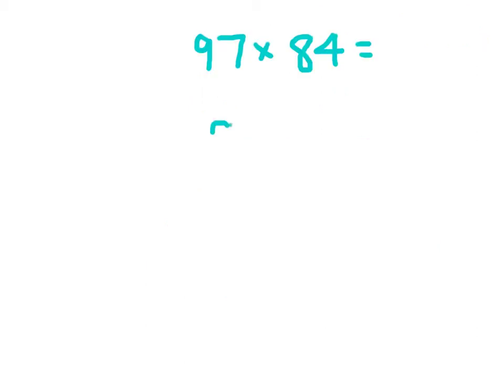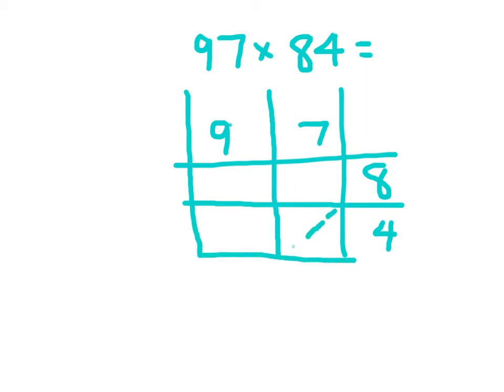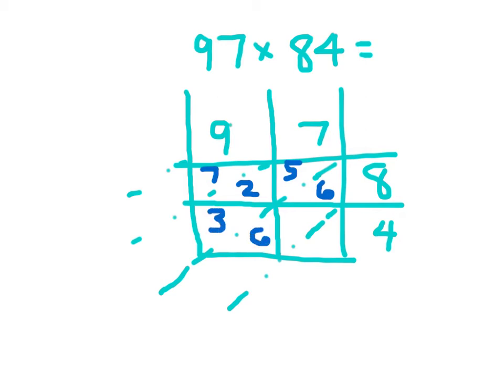For this problem, 97 times 84, again, set up the lattice first. The diagonals. And then so we'll start again with 9 times 8, which is 72. So I'll write the 7 and the 2. 7 times 8, which is 56. 5 and a 6. 9 times 4, which is 36, a 3 and a 6. And 7 times 4, which is 28.